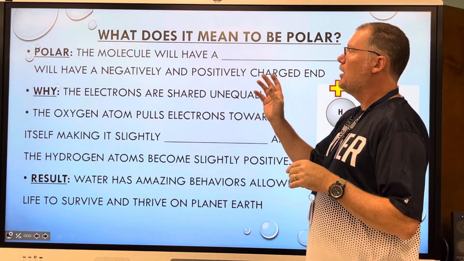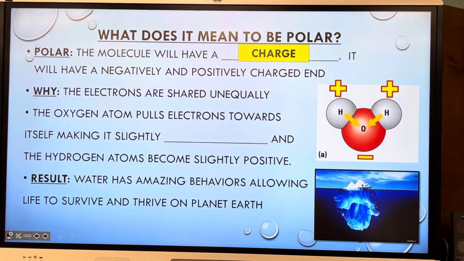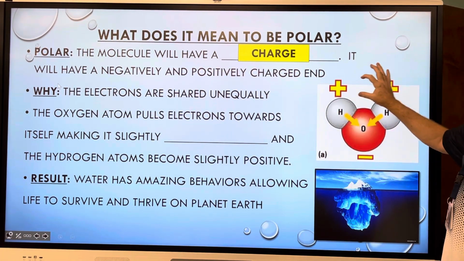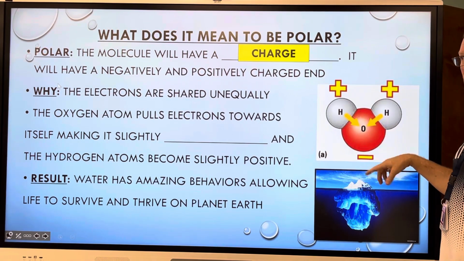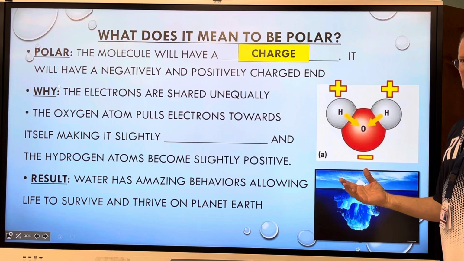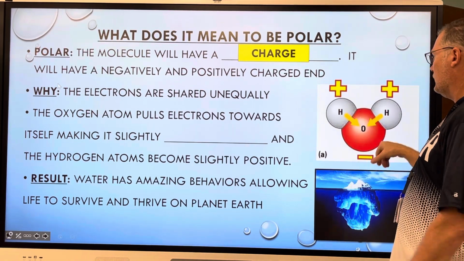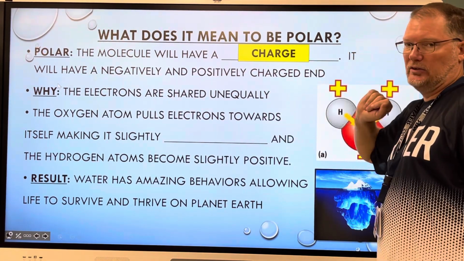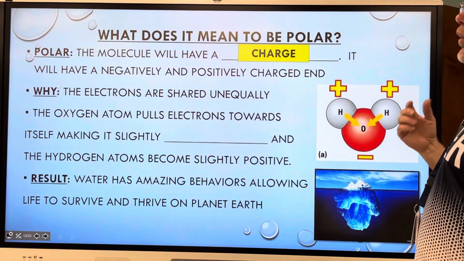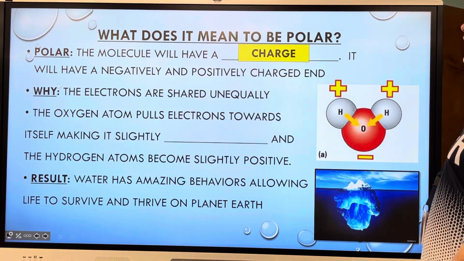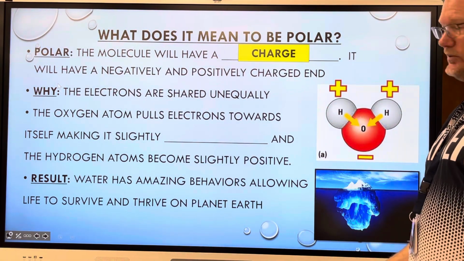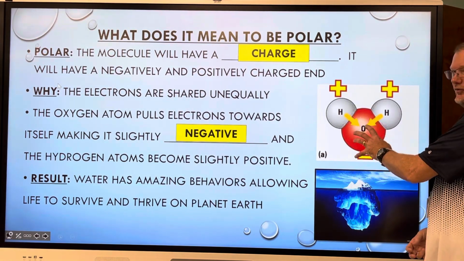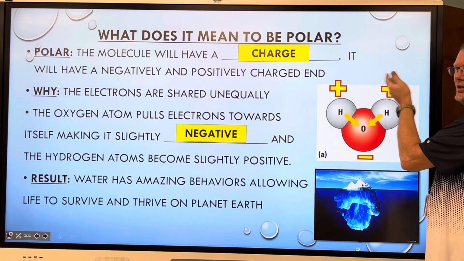So the molecule will have a charge to it. So water, for example, has a positive charge on one side, where the hydrogens are, and because oxygen is negative, its side is going to be negative. So one side's positive, one side's negative. That's what polar means. Why does this happen? It's because the electrons are shared unequally. We talked about that on the last slide. The oxygen atom pulls the electrons toward itself, making it more negative, and therefore making the hydrogens more positive.